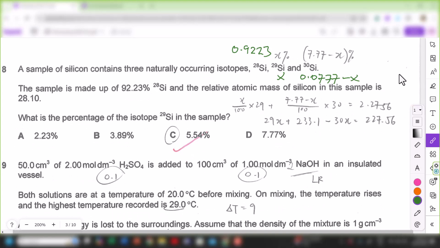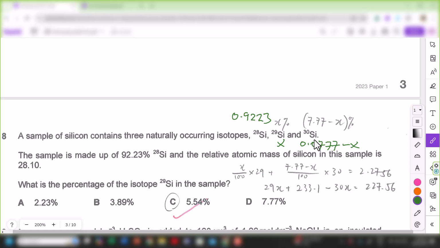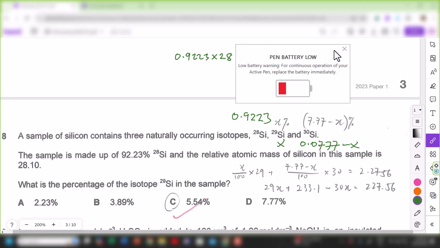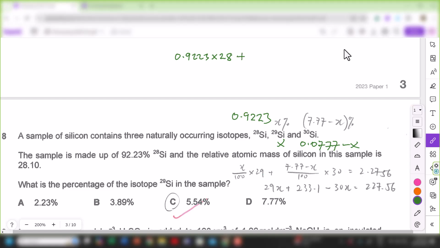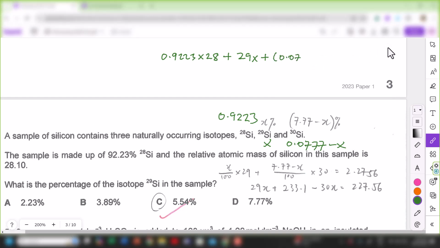So from here we can formulate the equation. I'll just find some space to write. Maybe I'll just write in the space here. So we have 0.9223 times 28, plus x times 29, so that would be 29x. Then plus 0.0777 minus x, minus x multiplied by 30.